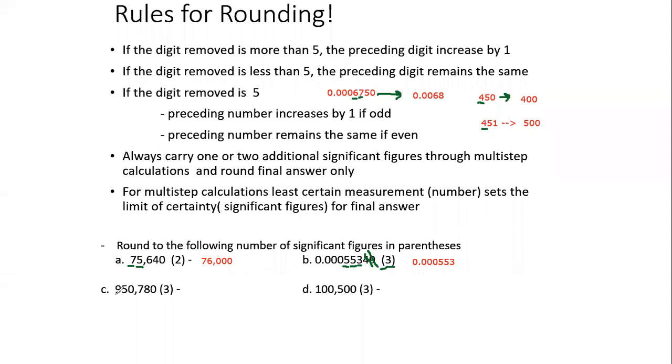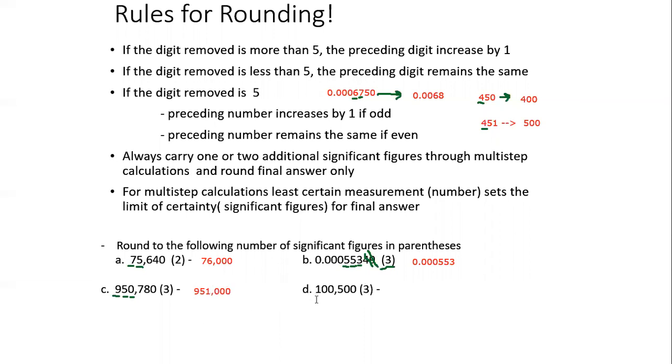Next we have 950,780. We want to round it to 3 significant figures. 1, 2, 3. After the 0 is a 7. 7 is greater than 5, so we round up to 951,000. Again, since the number is greater than 1, we replace the 7 and the 8 with trailing zeros. When the number is less than 1, any remaining digits that we drop, we just drop them out.